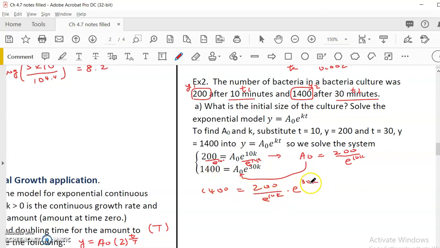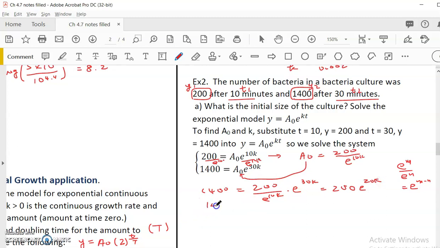So now this equation doesn't have a0 anymore, it's just k. And then e of 30k divided by e of 10k, this is exponent division, so I can subtract. So e of m over e of n is subtraction, right? E of m minus n. So 30k minus 10k would be 20k. So it ends up being e of 20k.